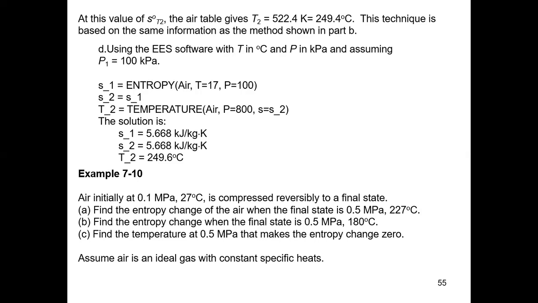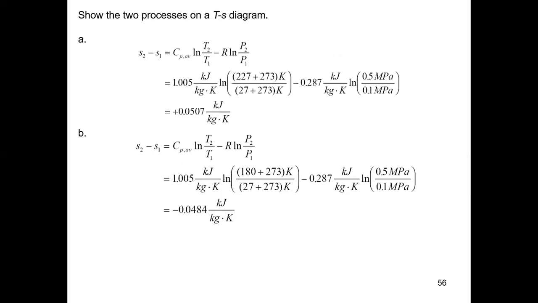Then there is another problem. Okay. So part A is air initially at 0.1 megapascal, 27 degrees Celsius, is compressed reversibly to a final state. Find the entropy change of the air when the final state is 0.5 megapascal and 227 degrees Celsius. Part B, entropy change when the final state is 0.5 megapascal, different temperature, 180 degrees Celsius, and find the temperature at 0.5 megapascal that makes the entropy change zero. Assume air is an ideal gas with constant specific heats.